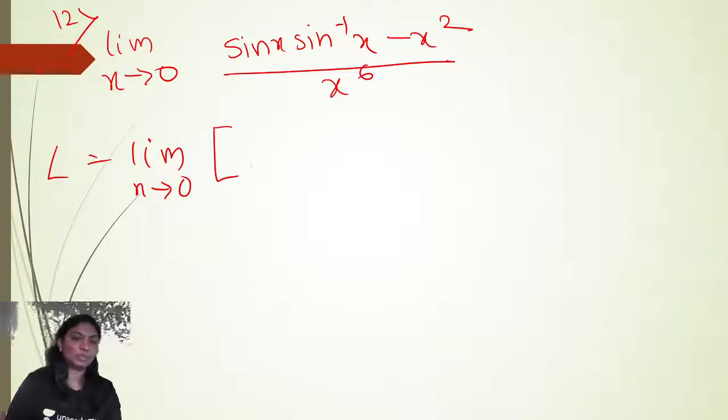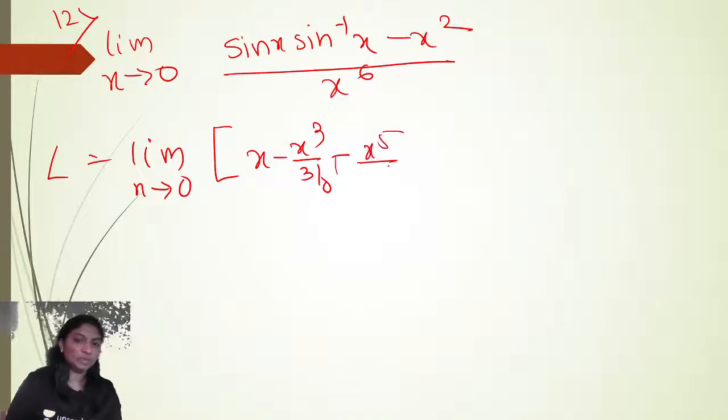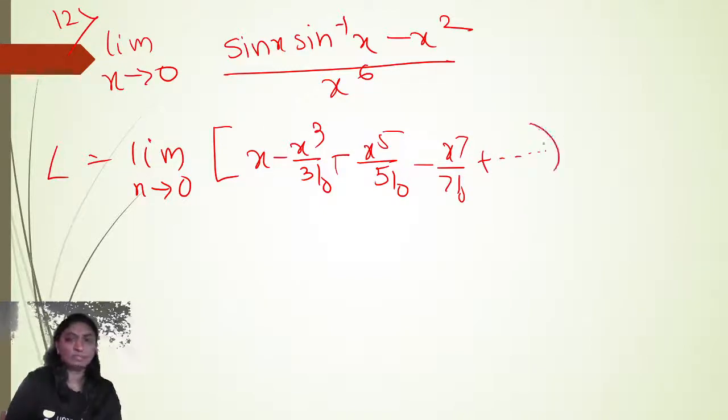The expansion of sin x is x minus x cube by 3 factorial plus x raised to 5 by 5 factorial minus x raised to 7 by 7 factorial plus and so on.